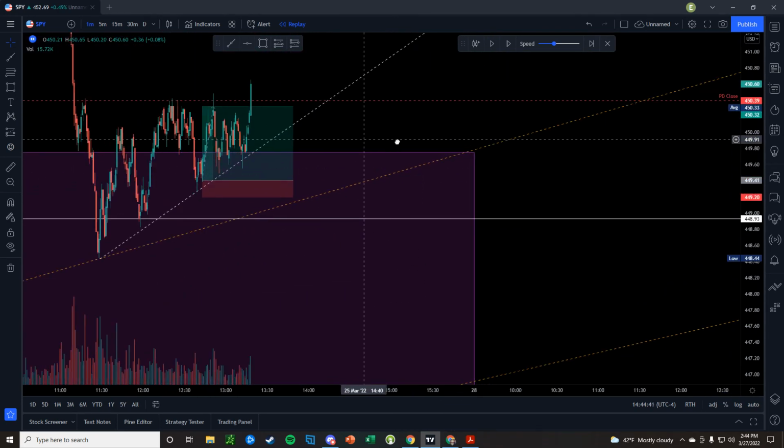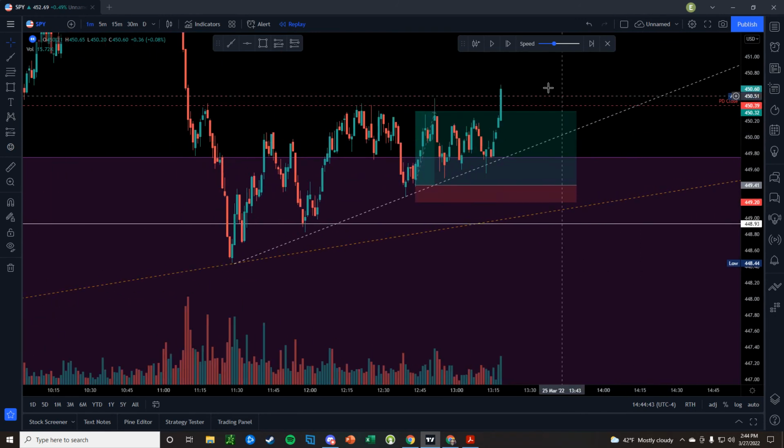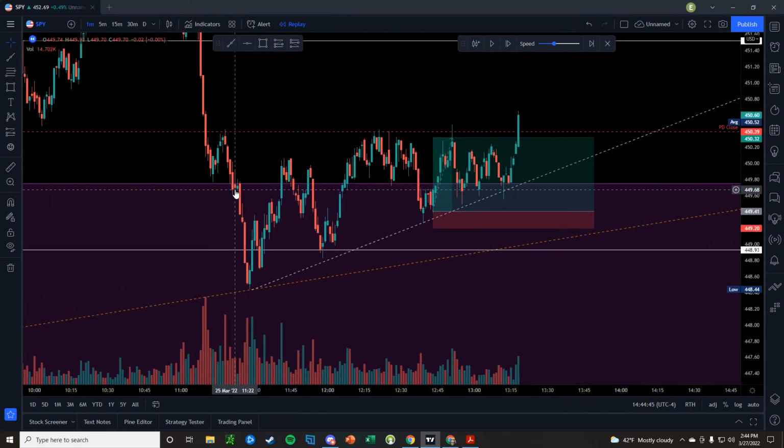So we can guess that there's probably quite a few people that got in short as soon as we broke back into our bracket. So probably right around this level. Now, we can confirm this by looking at open interest and the options chart and all that, but we're not going to look at that because, again, we're focusing on the most simplest things. We're focusing on our structure. What is the market giving us for information?